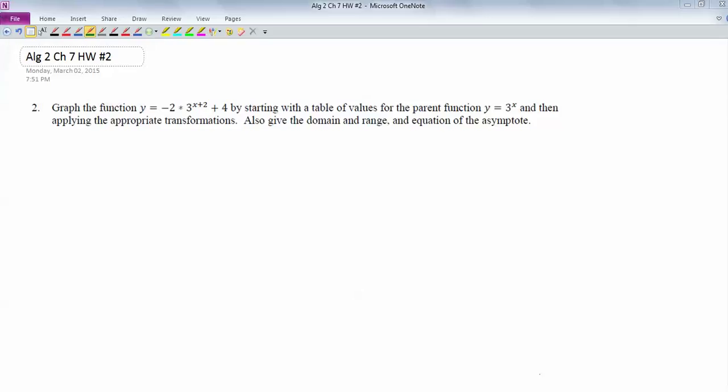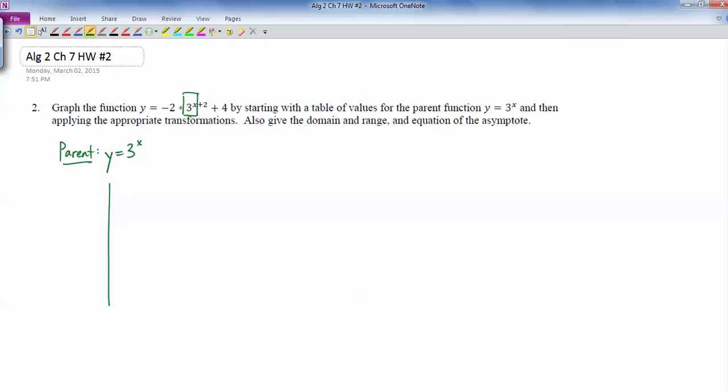Okay, so number two, we're trying to graph this exponential function that's got all these transformations done to it. And we're told the parent function right here is 3 to the x. So we're going to start with that for a table. So parent is y equals 3 to the x.